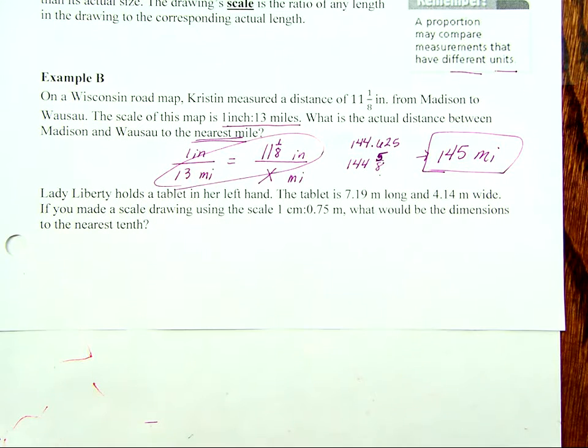Let's look at another one. Lady Liberty holds a tablet in her left hand. The tablet is 7.19 meters long and 4.14 meters wide. If you made a scale drawing using the scale 1 centimeter to 0.75 meters, what are the dimensions to the nearest tenth?